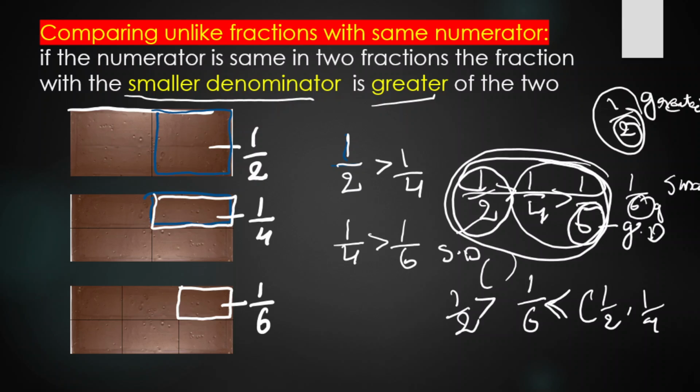So let's see the examples of this. Arrange the following in descending and ascending order. And here see all the fractions have different denominators with same numerator. So we can call it as unlike fractions with same numerator. And you know that in unlike fractions with same numerator, the smaller denominator is the greatest value and the greater denominator is the smaller value.